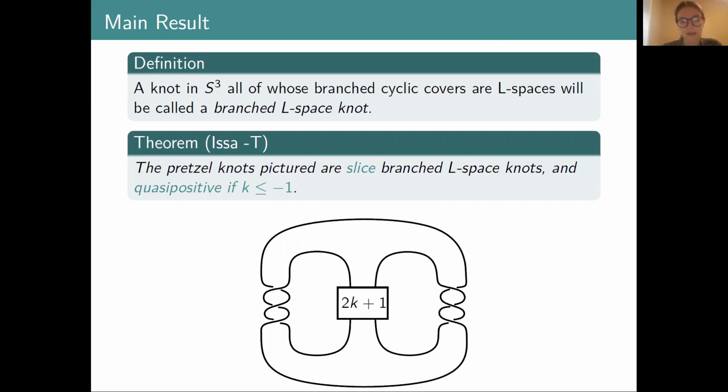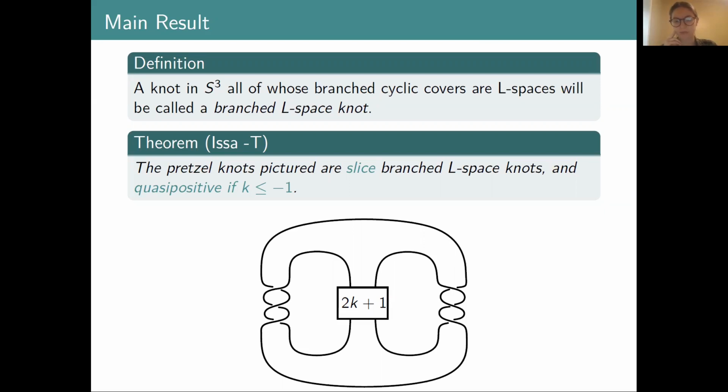But just recall that for shorthand, we'll say that a knot in S3, if it has the property that all of its branched cyclic covers are L spaces, we'll call it a branched L space knot. And the theorem that I want to tell you about today is that these knots pictured on the side have this property. So all their branched covers are L spaces.